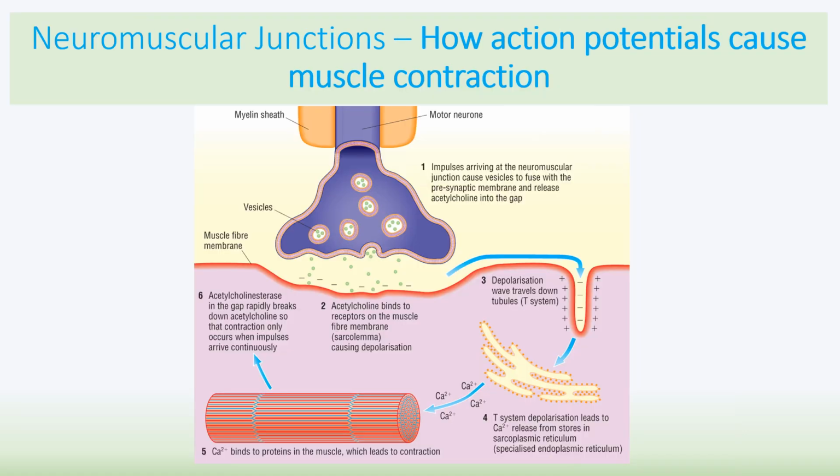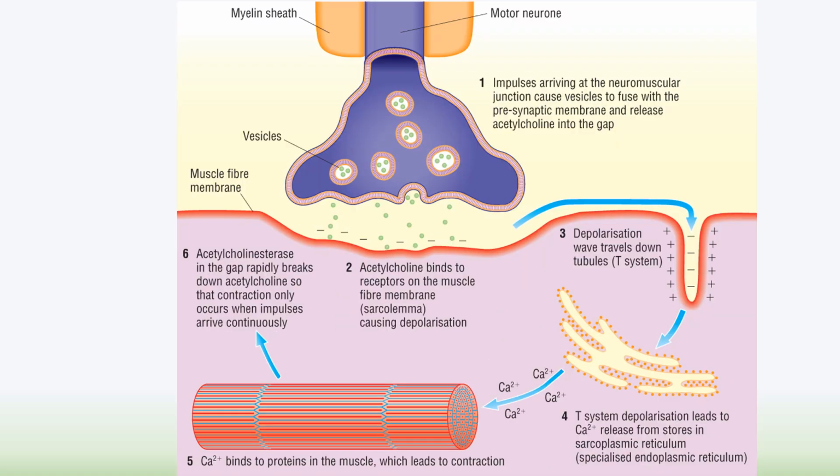You need to know about neuromuscular junctions and how action potentials cause contraction. You should be able to talk your way through this. Press pause and use the bullet points if you need to. An action potential arrives at the presynaptic neuron at the end of the motor neuron, and remember the muscle is an effector. That action potential causes calcium ions to diffuse in, which causes the vesicles containing the acetylcholine to undergo exocytosis and release the acetylcholine into the synapse.